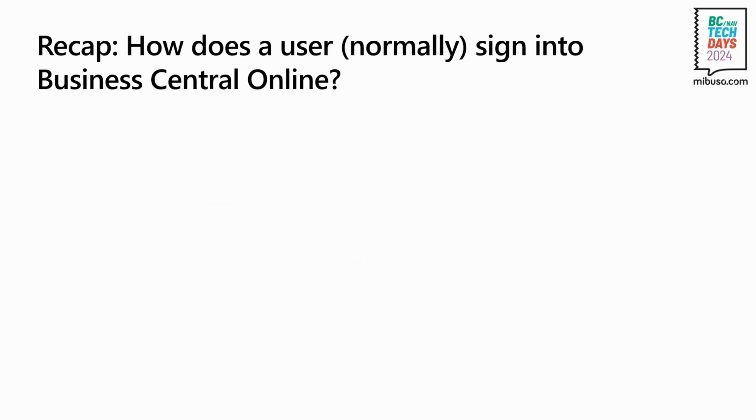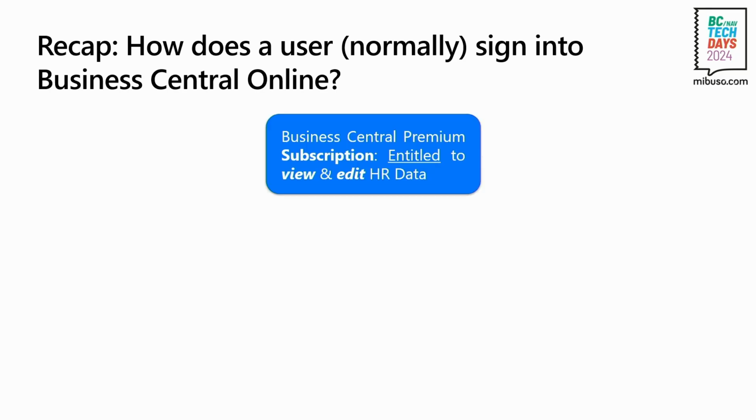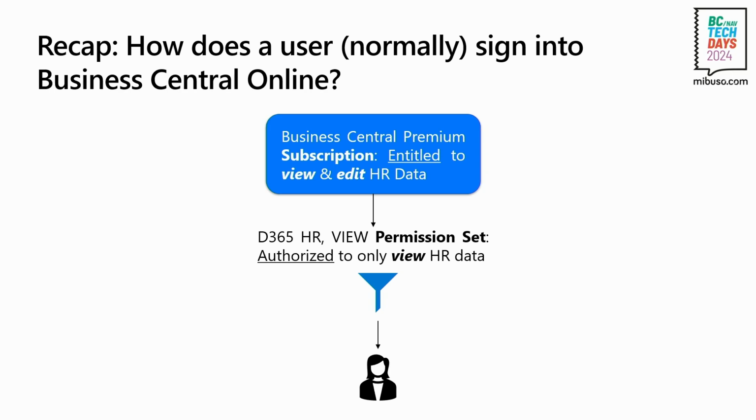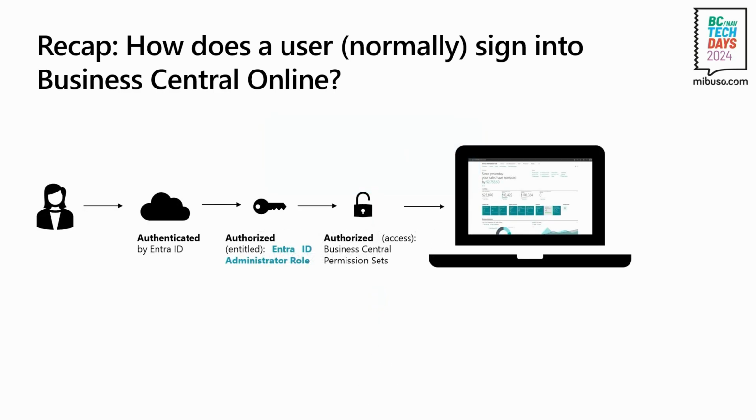So just to summarize what I just said, imagine you have an HR employee, and you authorize them with the premium subscription to both view and edit HR data. But then if you want them to only view the HR data and not change salaries, for example, then you'd want to restrict them to only the HR viewer permission sets. So we know this, right? And this is the normal flow, and everyone knows this, but this is not exactly what we're going to talk about.